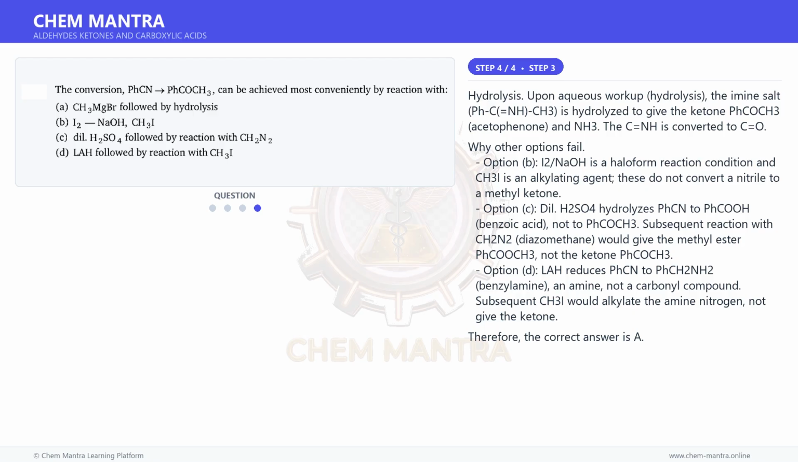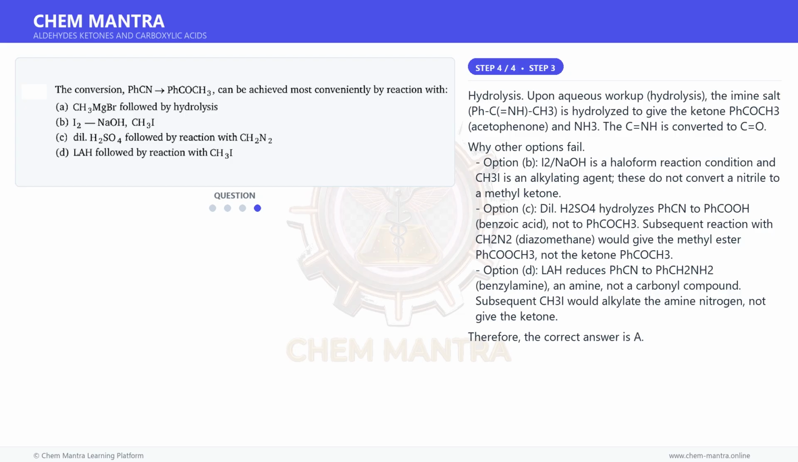And for the final step, hydrolysis. Upon aqueous workup, hydrolysis, the imine salt, Ph-C(=NH)-CH3, is hydrolyzed to give the ketone PhCOCH3, acetophenone, and NH3. The C=NH is converted to C=O.